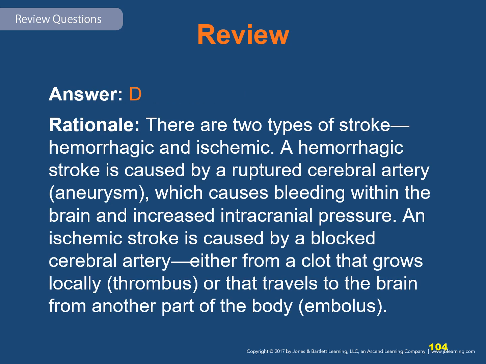There are two types of stroke, hemorrhagic and ischemic. Hemorrhagic stroke is caused by a ruptured cerebral artery or aneurysm, which causes bleeding within the brain and increased intracranial pressure as a result. An ischemic stroke is caused by a blocked cerebral artery, either from a clot that grows locally, which is a thrombus, or that travels to the brain from another part of the body, which is an embolus.